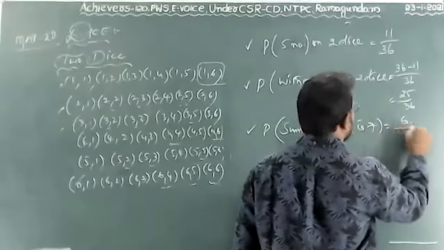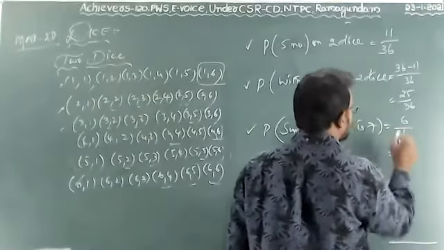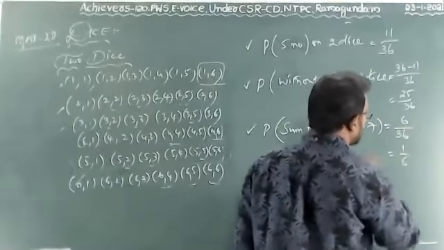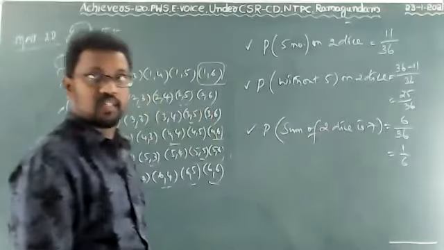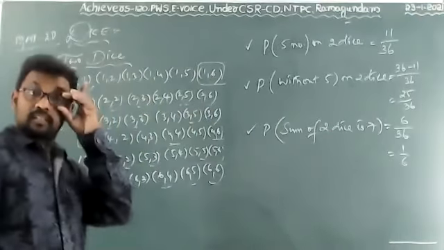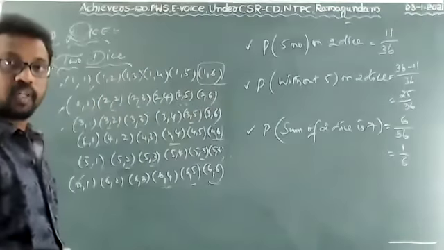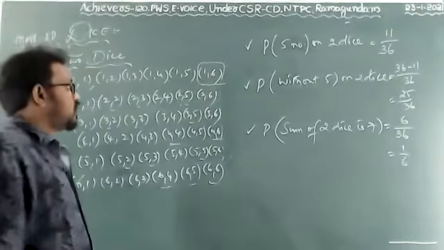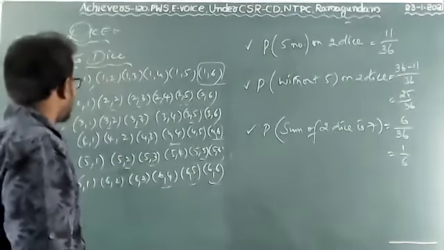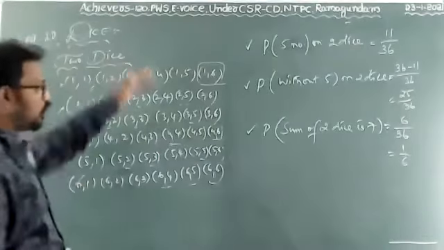How many are there? 6. Out of how many? 36. So that is nothing but 1/6. Got it? So that is 1/6. So like that we have to do.